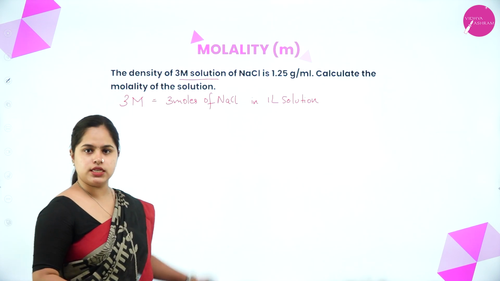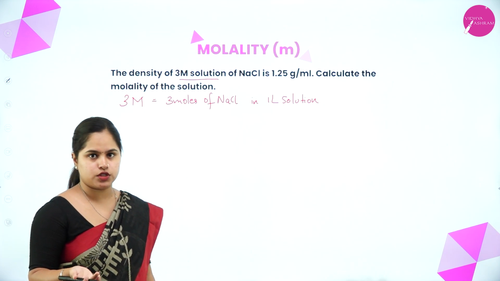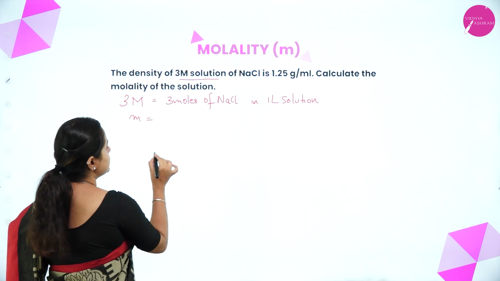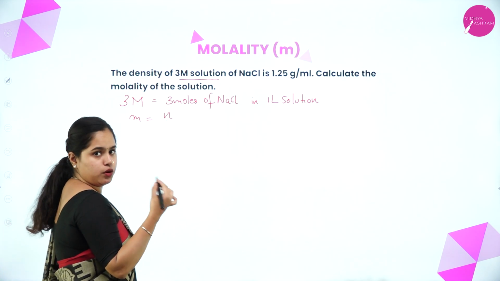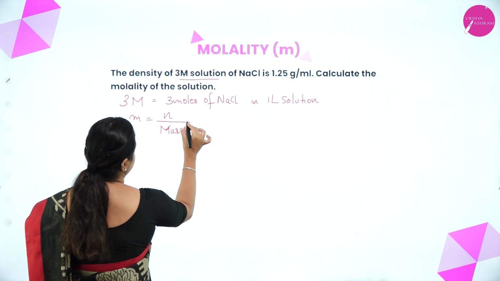So moles is given here. Now what do you have to find? You have to calculate the molality of the solution. So we know that the equation to find molality, represented by small m, is number of moles of your solute divided by mass in kg, right?